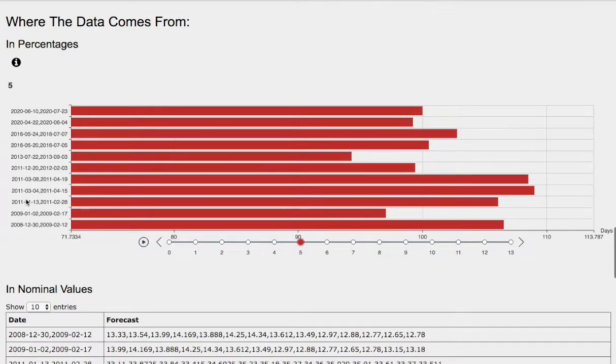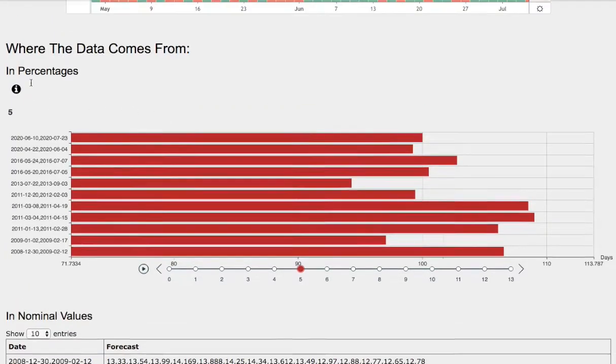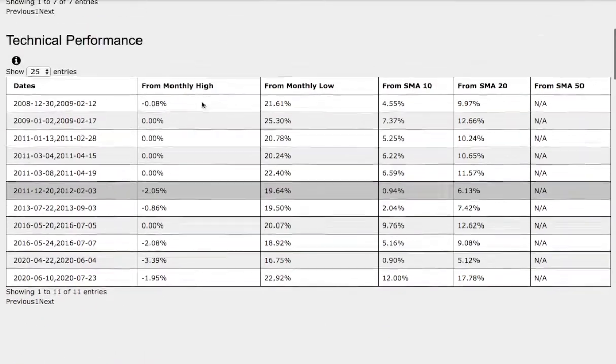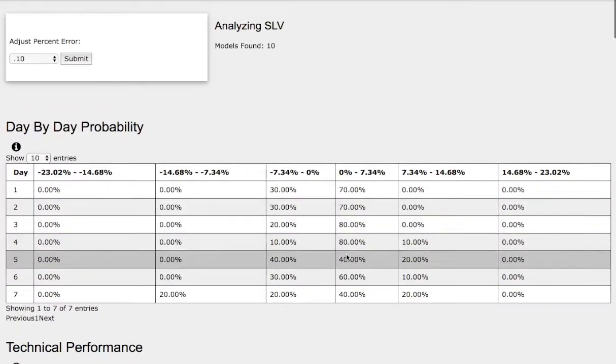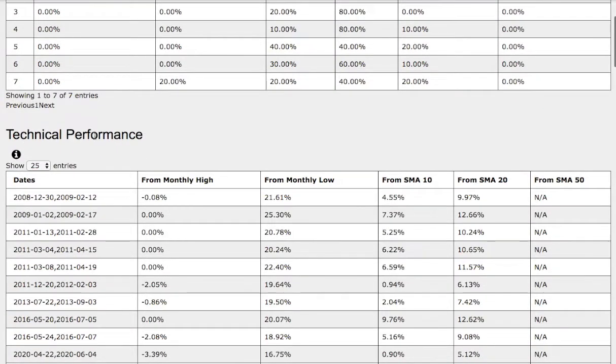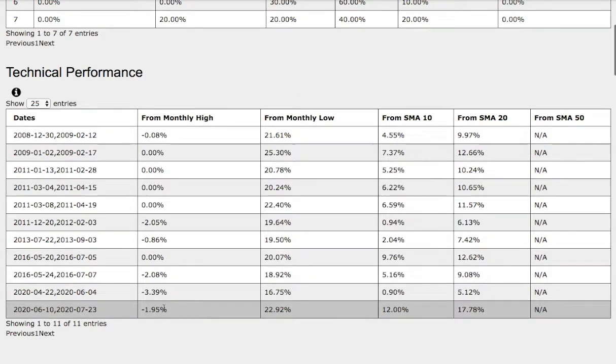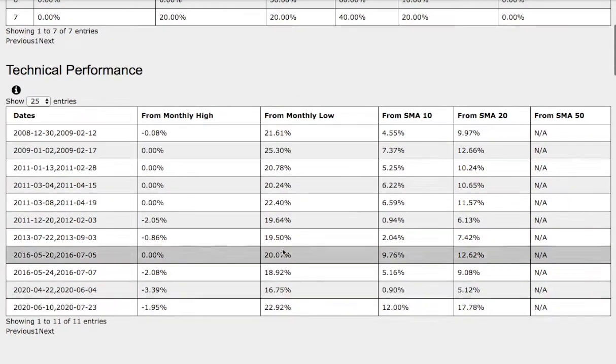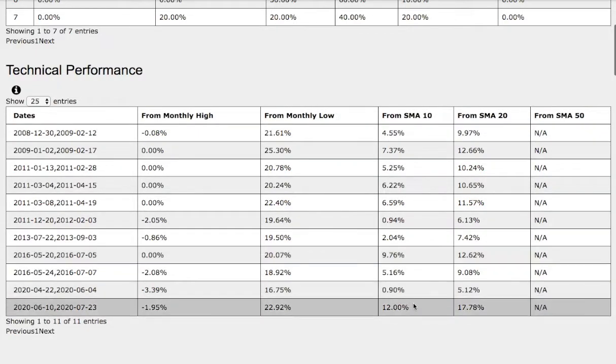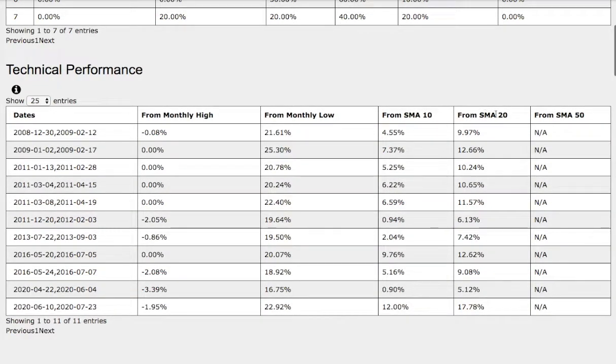And the model that we just examined was back in May 20th to July 5th, 2016. And if we examine back then, silver continued to climb around 50 basis points. If we examine back into the day-by-day probability model, that coincides with this standard deviation of 40% chance to climb between 0 to 7%. And if we examine closer the technical performance of each trend, on the current trend, we're currently down 2% from monthly high, up 23% from monthly low, up 12% from 10 simple moving average, and up 18% from 20 days simple moving average.